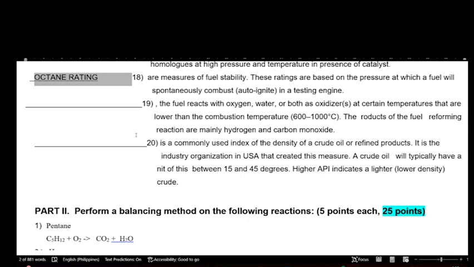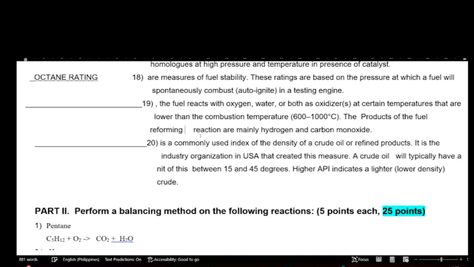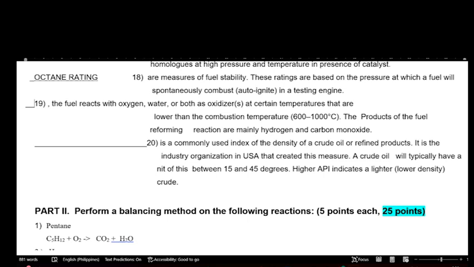Number 19. The fuel reacts with oxygen, water, or both as oxidizers at certain temperatures that are lower than the combustion temperature. For example, 600 to 1,000, mas lower doon. The products of the fuel reforming reaction are mainly hydrogen and carbon monoxide. Ano sabi dyan? Anong 5.3? Walang answer na 5 point. Pinanggulo ko lang yun. Nandiyan na yung ano anong keyword? Reforming or reformation. Correct.